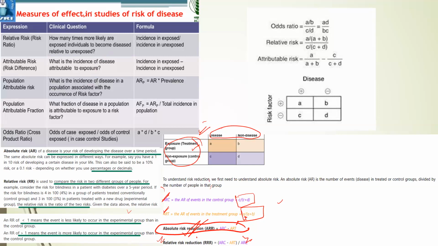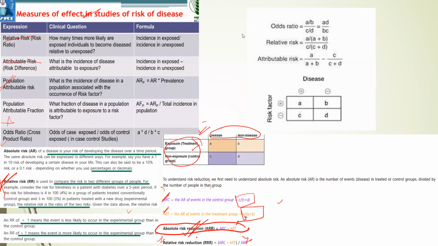Now, some other important topics are relative risk, attributable risk, then population attributable risk. The population attributable fraction is not being asked and it's not important. Odds ratio I have discussed. So let's talk about relative risk. Now, what is relative risk? Relative risk is used to compare the risk in two different groups of people. So it's nothing but the ratio of the risk in two different groups.